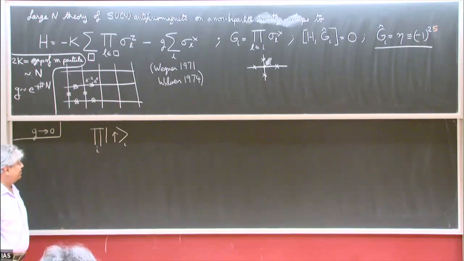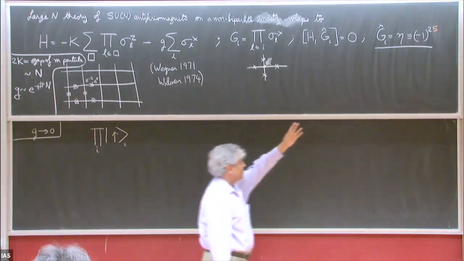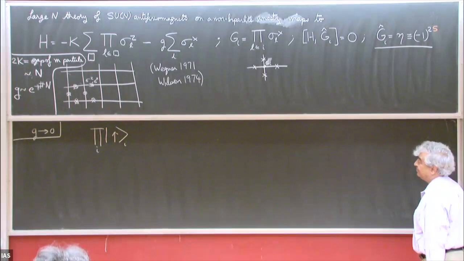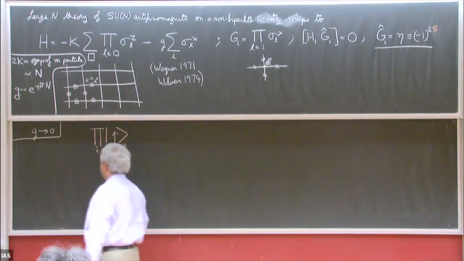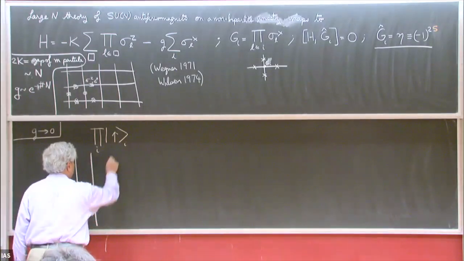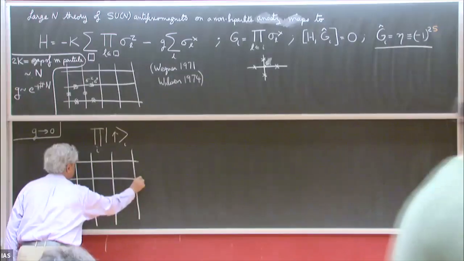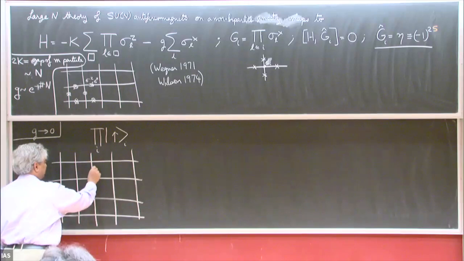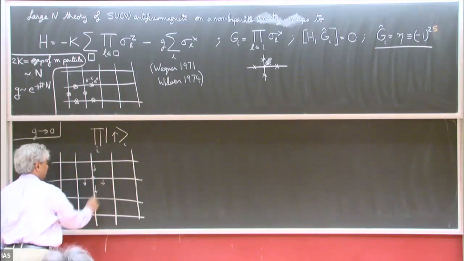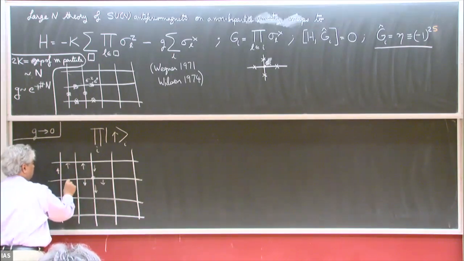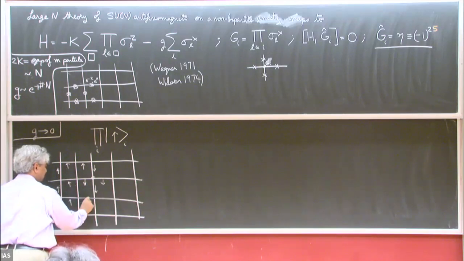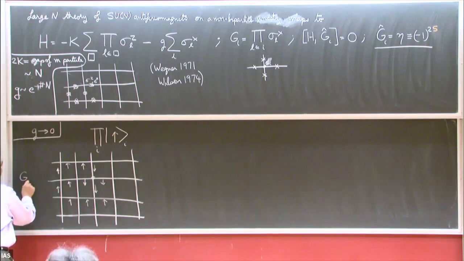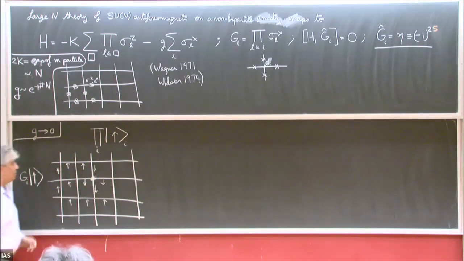Fine. But you can already see there's some trouble here, because this state is not in the Hilbert space where G_i equals plus or minus eta. Because if I hit the operator G_i on this state, these spins would go down. The sigma x operator is going to flip them, and all the others would be up. So it's obviously not an eigenstate of the G operator. This is the state G_i acting on all spins up, on a given site i.